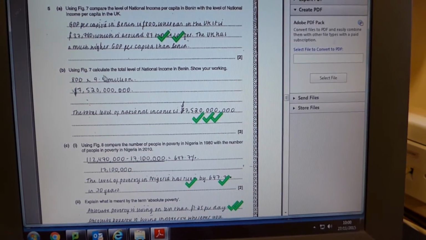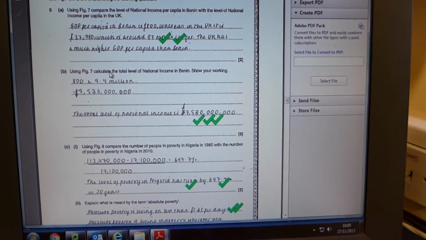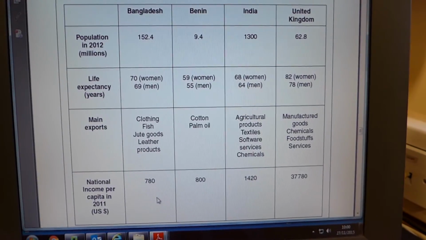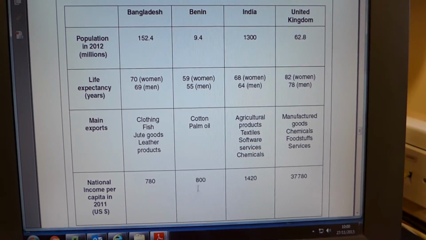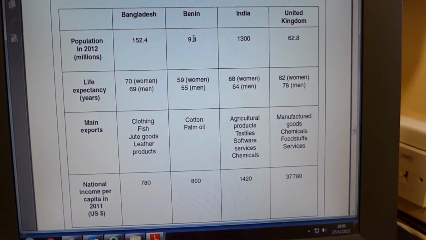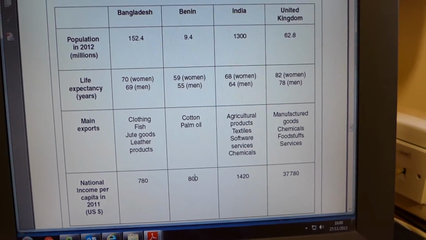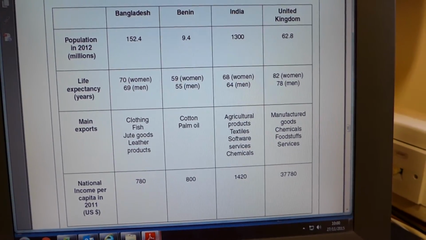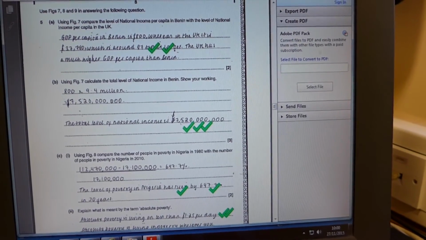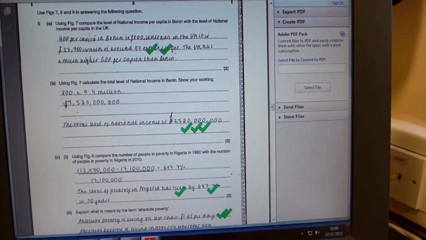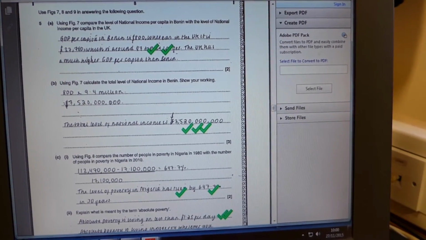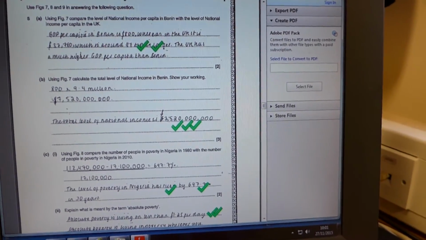Using figure 7, calculate the total level of national income in Benin. So you know that per person it's $800. You know the population is 9.4 million, so multiply 800 by 9.4 million and that'll give you your answer. There we go, 7.52 billion.